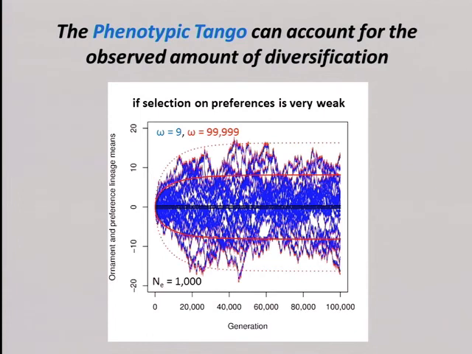Right? So that's important because I forgot to mention, nobody has data on adaptive radiations and preferences. It's just very hard to do. But what the model is telling us is, under this process, when you look at the evolution of ornaments, you're essentially looking at the evolution of preferences because they co-evolve so tightly.